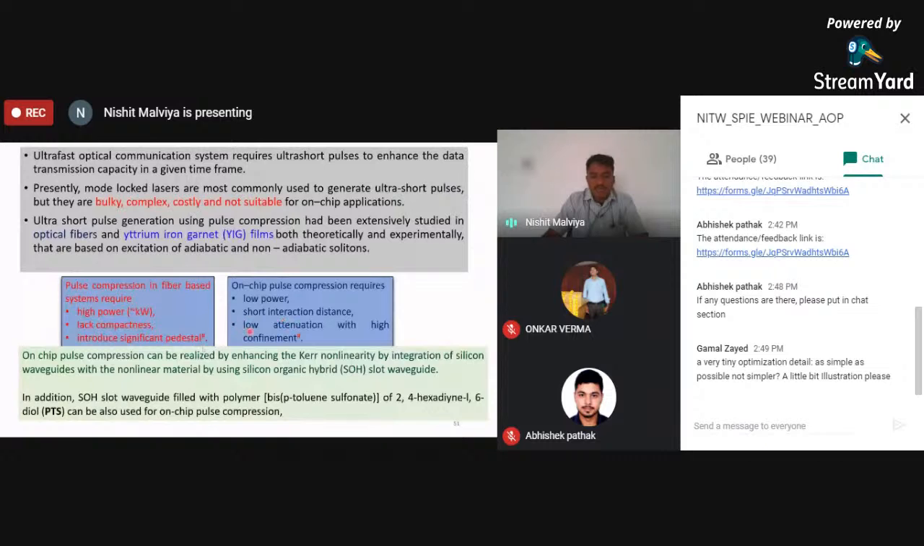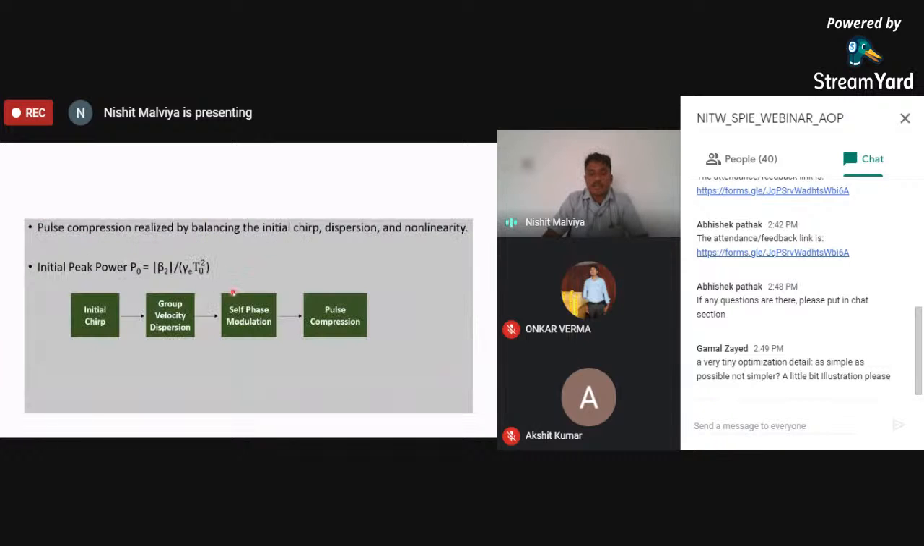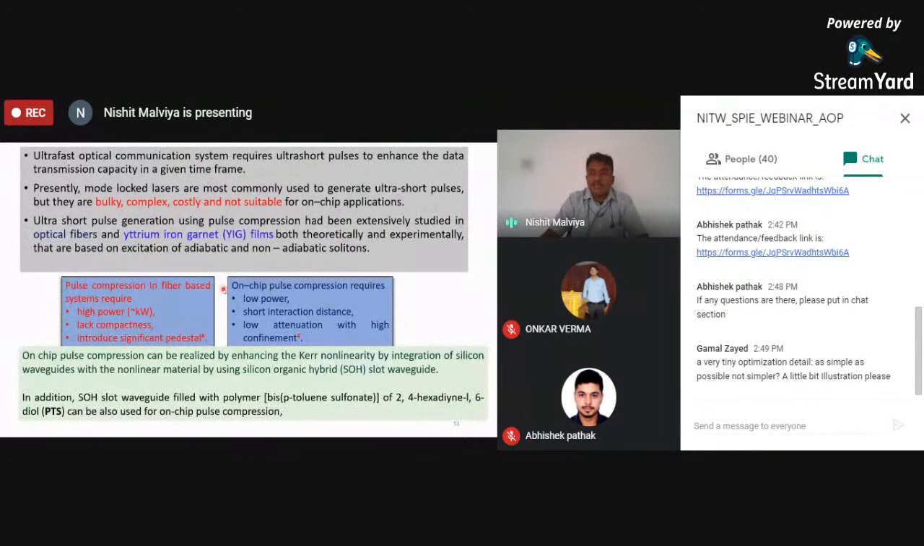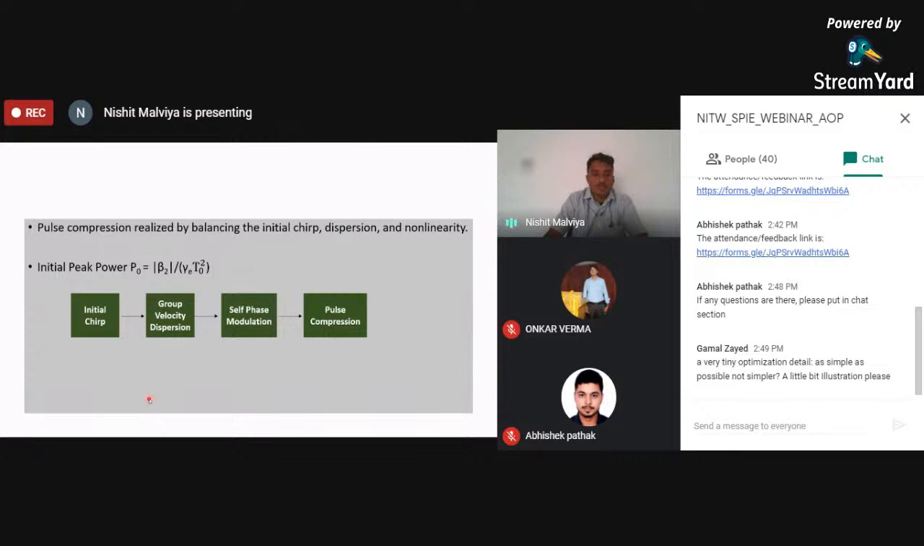For that purpose, we add an organic material to the silicon slot waveguide, and it makes a silicon slot organic waveguide. When we combine the organic material with this silicon slot waveguide, in the low index region we fill in our organic material, converting this slot waveguide into a nonlinear waveguide, and we utilize that nonlinear phenomenon for our application. For that purpose, I have done pulse compression.